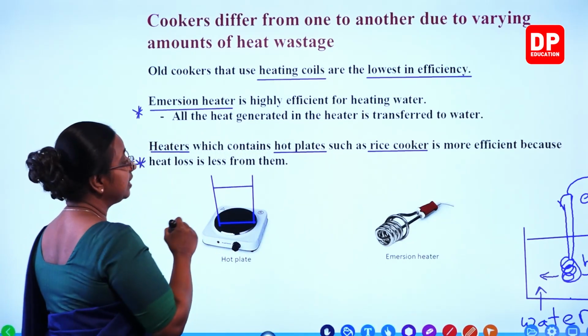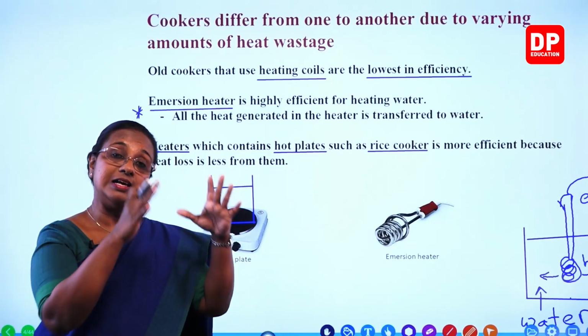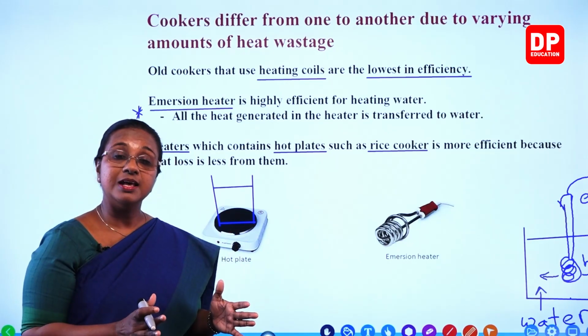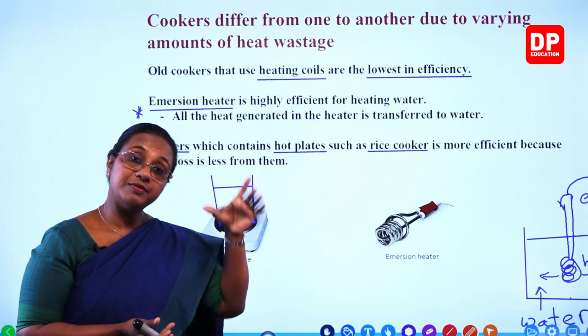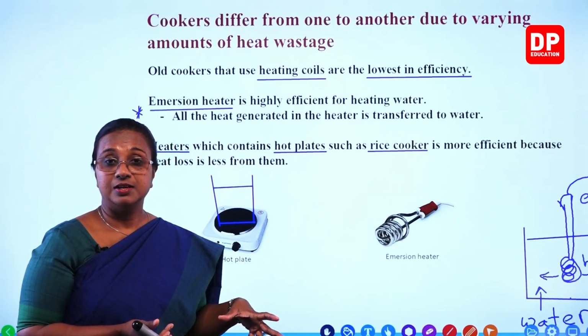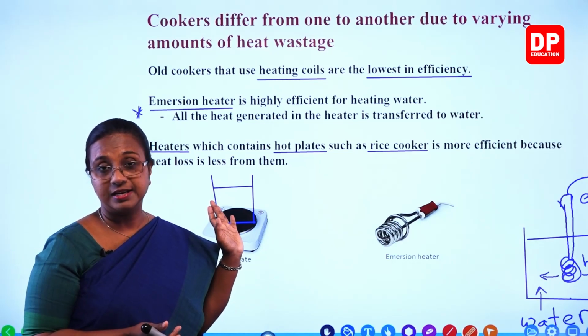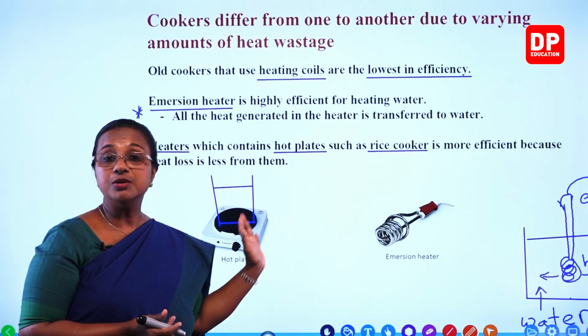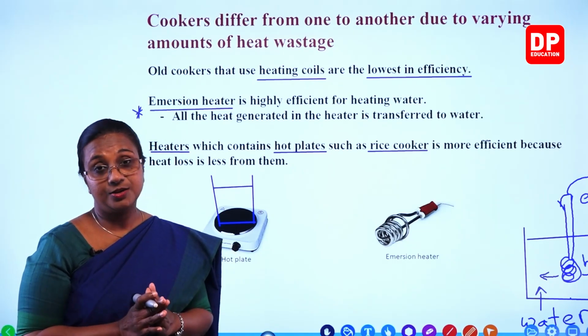So the same thing goes for electric kettles also. An electric kettle is compact, it's made in such a way that you have the hot plate, and on top of that you place the kettle. So there is also less energy loss from that. So that is how you choose the different appliances. Is that clear to you all, students?